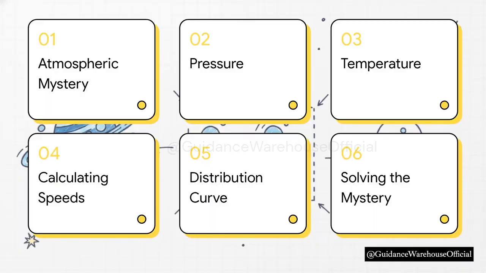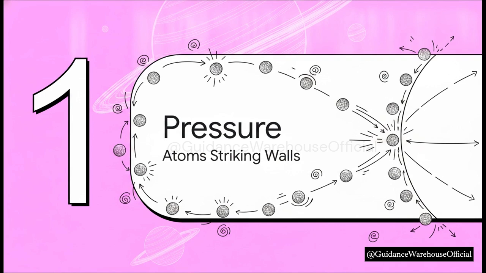Here's our roadmap for today. We'll outline the atmospheric mystery, explore pressure and temperature at the atomic level, calculate some molecular speeds, look at the speed distribution curve, and finally, solve the mystery itself. Section 1. Pressure, atoms striking walls, zooming into the microscopic world.